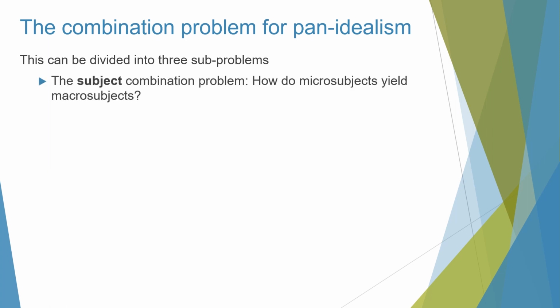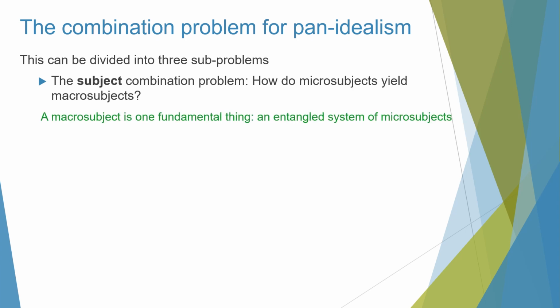The subject combination problem asks, how do micro-subjects combine together in order to yield macro-subjects? The answer given by a pan-idealist is that a macroscopic subject is also fundamental. Moreover, it is one single thing. Specifically, it is one entangled system of microsubjects. This gives a solution to the subject combination problem.